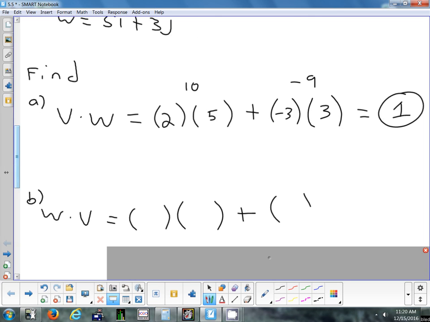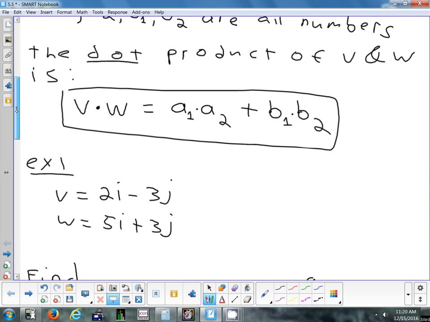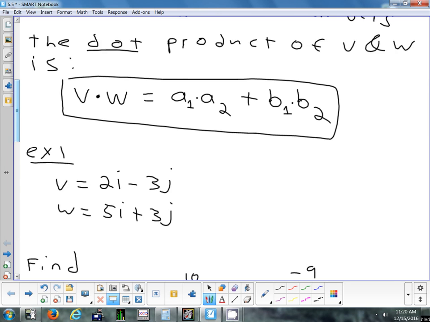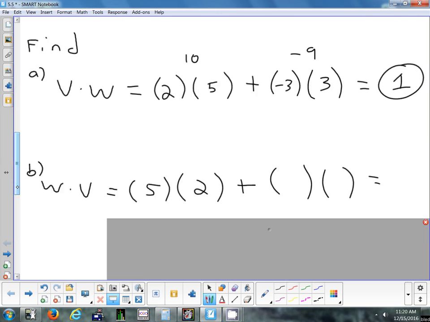What would change in the first two sets of parentheses if I do w dot v? It would be 5 and 2, not 2 and 5. And then in the second set, what would I put in there? Katrina? Yeah, you do w first. 3 times negative 3. Now, what am I going to get when I do that?